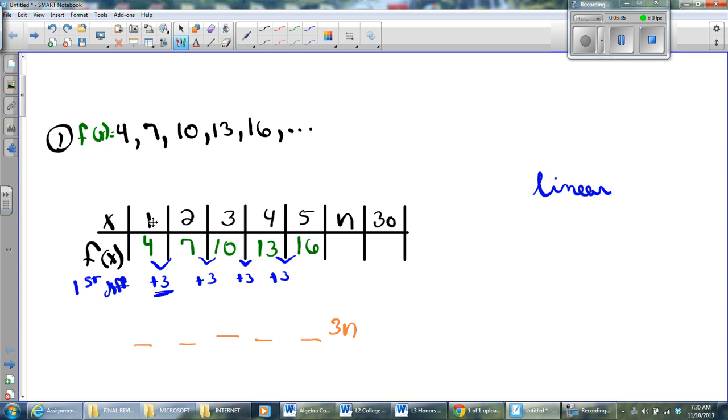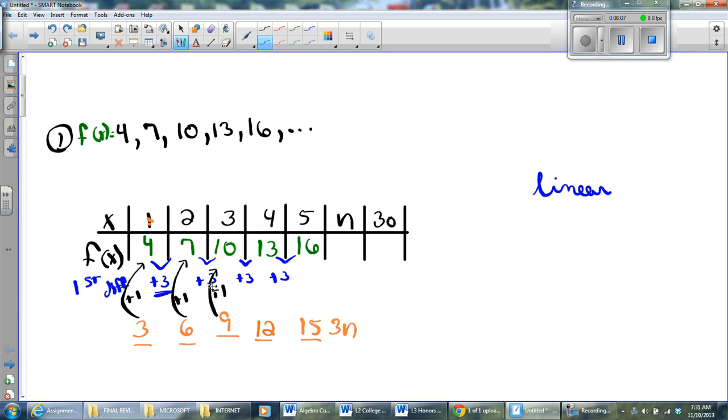What I'm going to do is I'm going to do a comparison line. This orange line is called a comparison line. And I'm going to put these numbers 1, 2, 3, 4, and 5 in for n. So 3 times 1 is 3. 3 times 2 is 6, 9, 12, 15. And now I'm going to compare. I'm going to ask myself, how do I turn 3 into 4? Well, I add 1. How do I turn 6 into 7? I add 1. 9 to 10, I add 1.